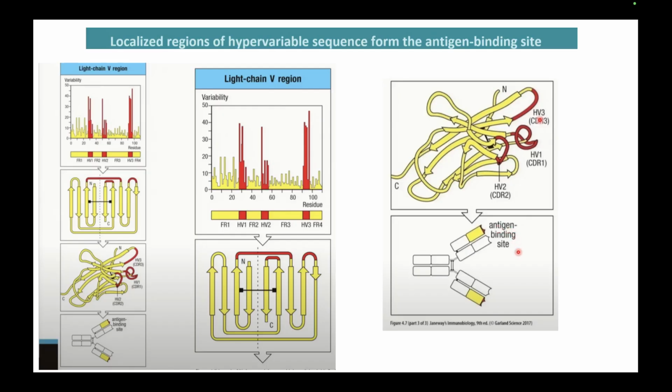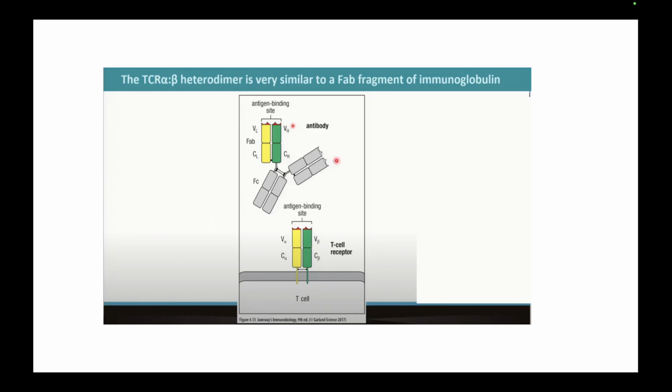Each antibody has different affinity for different antigens because it has so much variability. Because of this variability, it can bind to different kinds of antigen. So this region on top is highly variable, and due to high variability it can bind to different kinds of antigen, and it is the one making the antigen binding site.